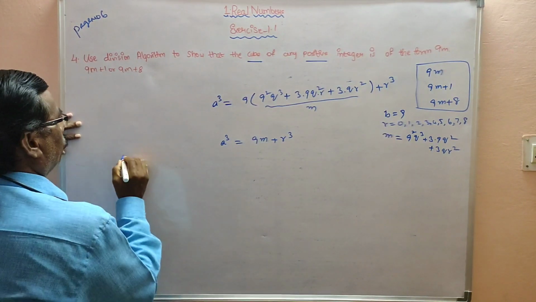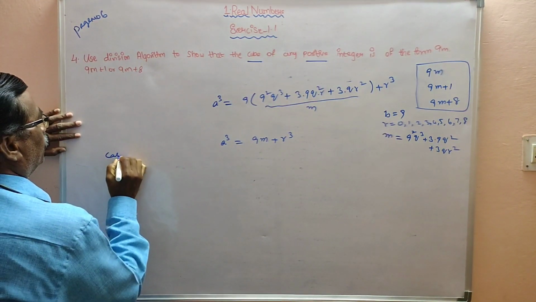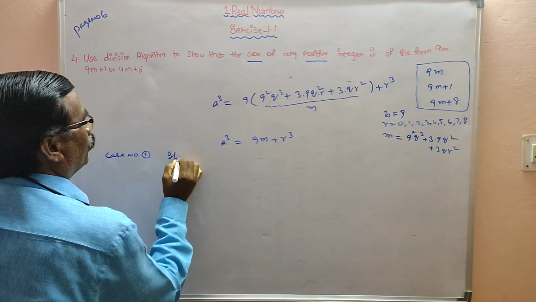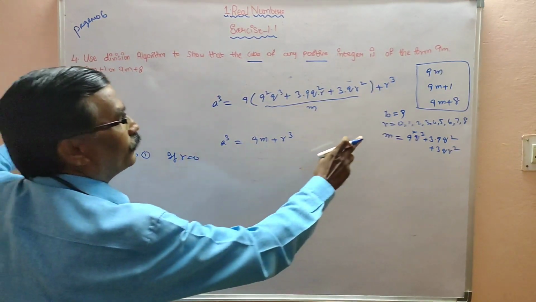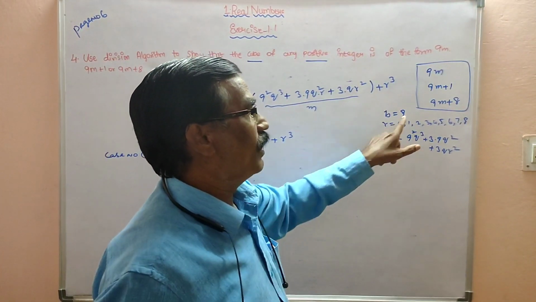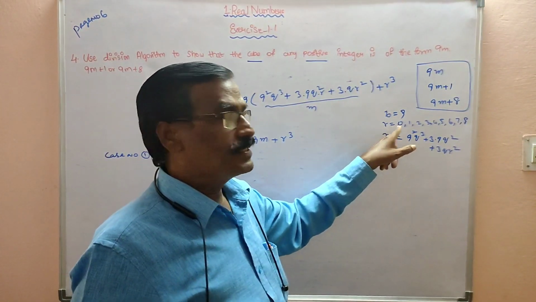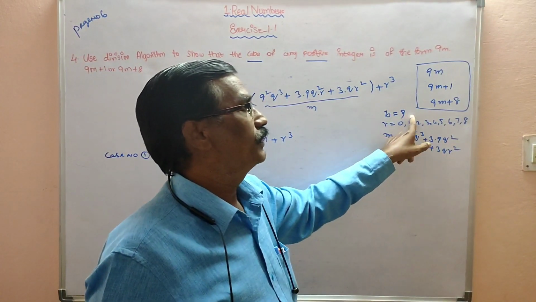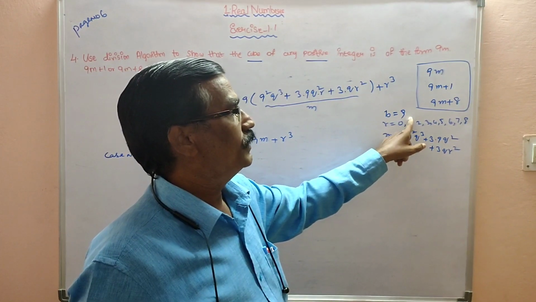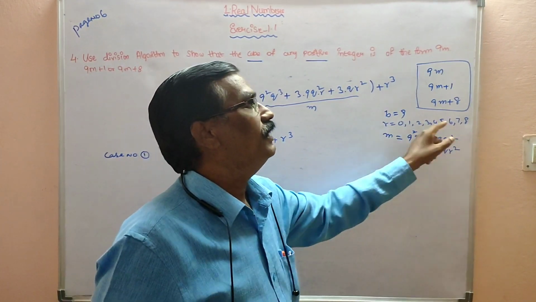If I am taking case number 1, if r equal to 0, if b equal to 9, see here b equal to 9 is there. So the remainder r will be less than 9. If b equal to 10, it will be less than 10. So here b equal to 9, so r will come less than 9.